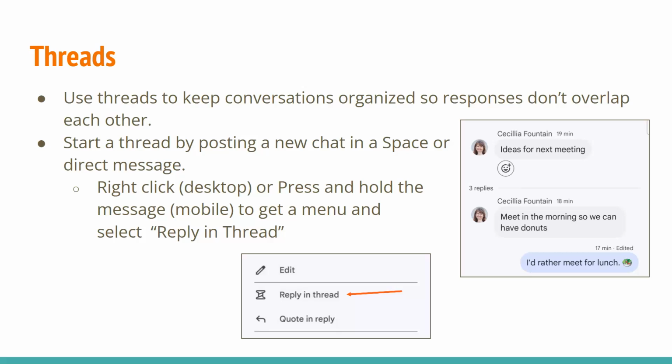To do that, you can right click if you're on a desktop, or press and hold if you're on a mobile, the original chat message, and then click reply in thread, and it'll open up another section. And you can see the little picture on the right. There's some ideas for the next meeting, and then the replies follow it below.